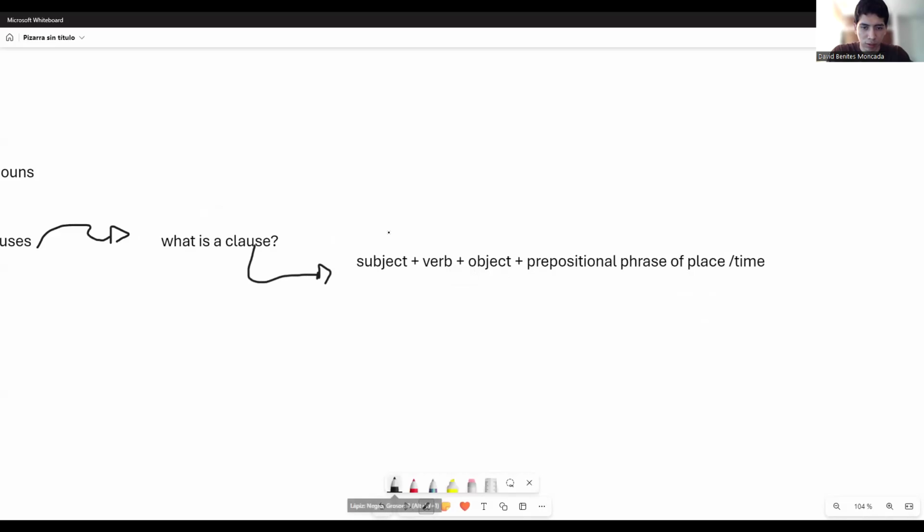So this is mandatory. Wait a minute. Mandatory. But this is optional. You see? Did you understand? Focus on this part.